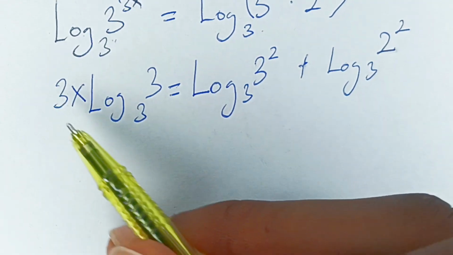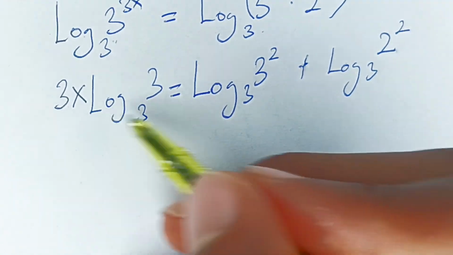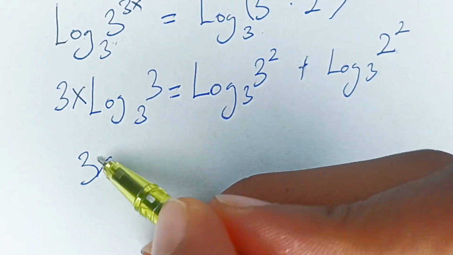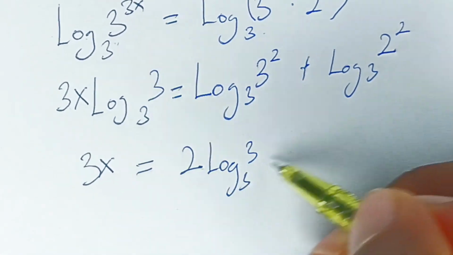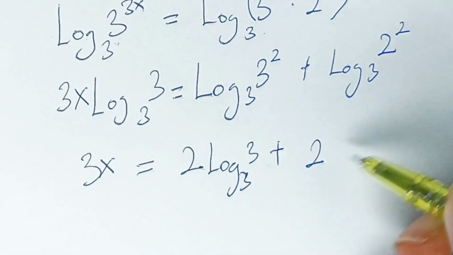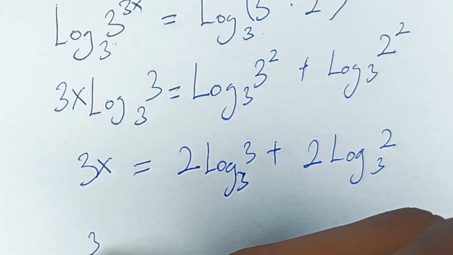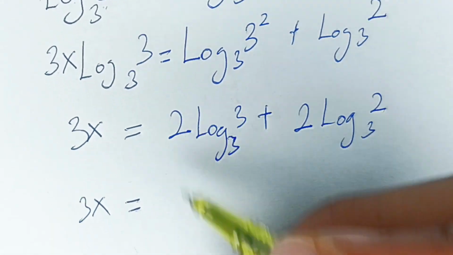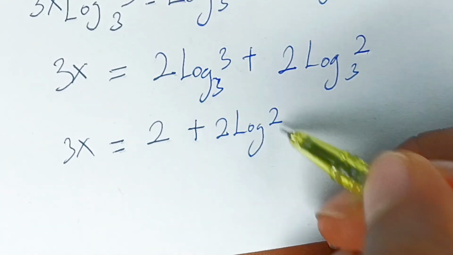Okay, now moving on from here. When you have log of a number to its base, it is 1. So log of 3 to base 3 is 1. 1 times 3x is 3x to be equal to 2 multiplied by log of 3 to base 3 plus 2 multiplied by log of 2 to base 3. Now 3x becomes equal to, log of 3 to base 3 is 1, 1 times 2 is 2, plus 2 multiplied by log of 2 to base 3.